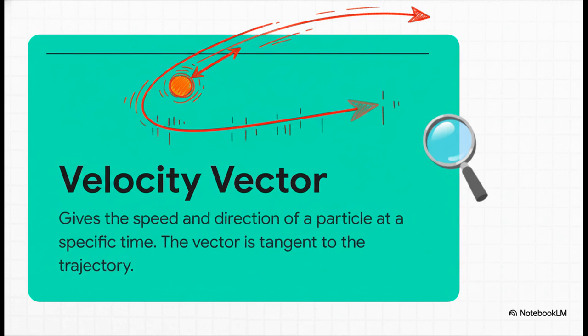And here's a really cool visual for you. The velocity vector is always, and I mean always, tangent to the object's path. It's pointing exactly where the object is heading at that very moment.